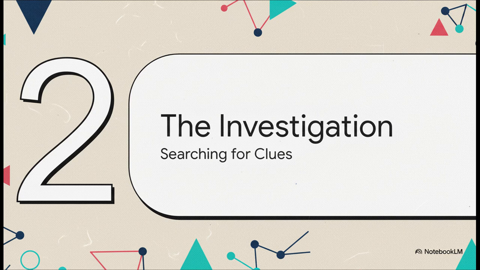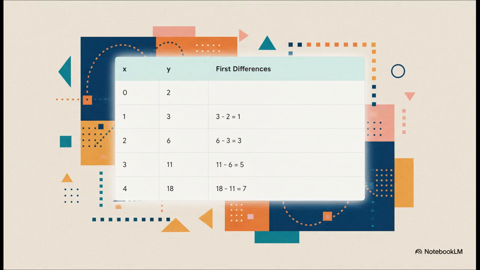Okay, toolkit is open, case file is on the desk. The investigation is officially on. Let's put this method to work and start hunting for some clues. Step 1, we calculate the first differences. It's super simple. We take the second y value, which is 3, and subtract the first one, 2. That gives us 1. Then we do 6 minus 3, which is 3. Next up, 11 minus 6 is 5, and 18 minus 11 is 7. Now look at that new column we just made. 1, 3, 5, 7. I mean, that's a pattern for sure, but it's not a constant number.